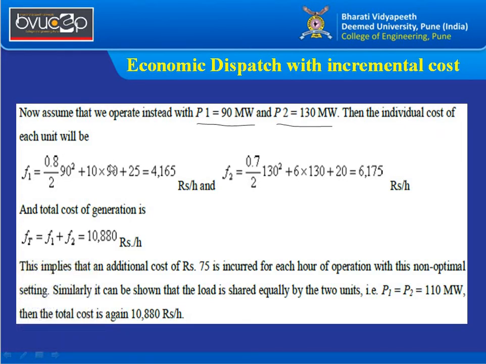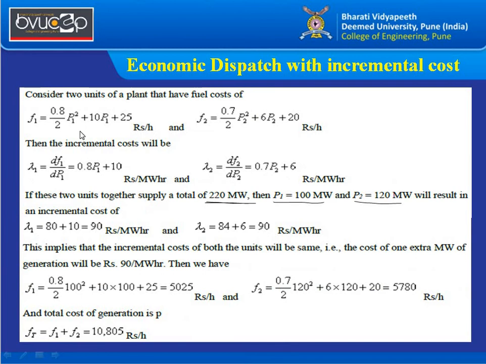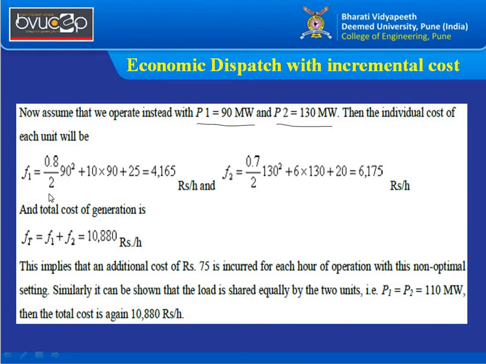So the total cost of each unit, with these substituted values, f1 is now 4165 when we substitute the value in this particular equation, because the function is going to be the same. So which comes out to be 0.8 by 2 into 90 square plus 10 into 90 plus 25, which is 4165 rupees per hour. And the second function is 0.7 by 2 into 130 square plus 6 into 130 plus 20, which is 6175. So we can see here the total cost of generation now is 10,880.